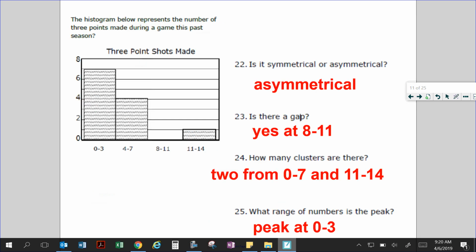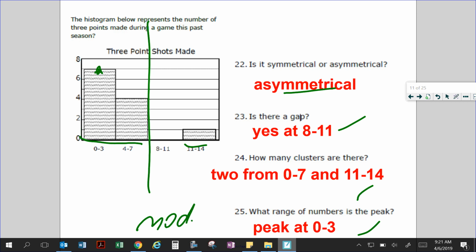Is it symmetrical? Asymmetrical. The left side does not look like the right side. Is there a gap? Yeah, opening from 8 to 11. How many clusters are there? 2. One from 0 to 7, and another one from 11 to 14. Is there a peak? Think of a peak like a mountain peak. Yeah, it peaks right here from 0 to 3. That's another word for mode.